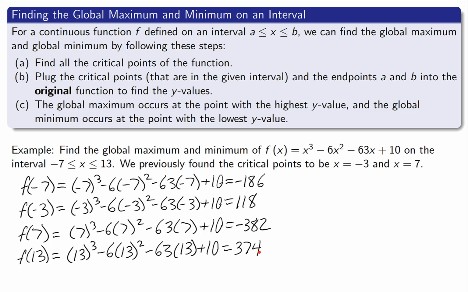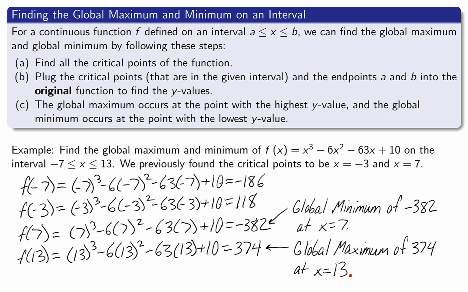It looks like the highest one was the 374. The way that I would normally word this is global maximum of 374 at x equals 13. Notice that this is at one of the endpoints. Well, now let's look for the smallest value. The smallest value is the negative 382. So what I would write here is global minimum of negative 382 at x equals 7.